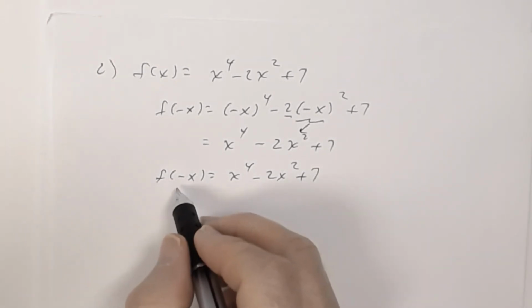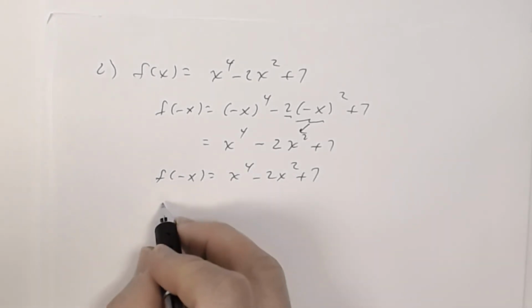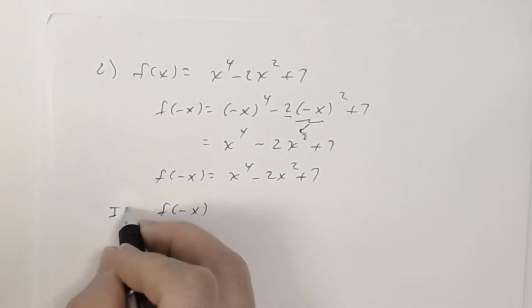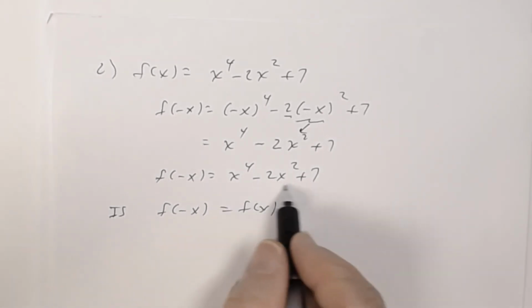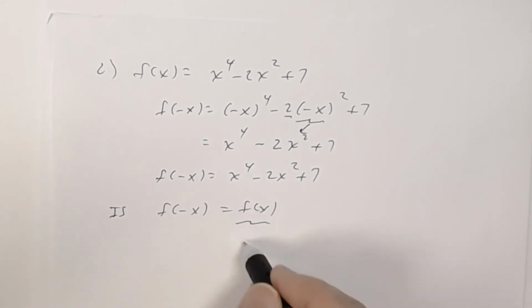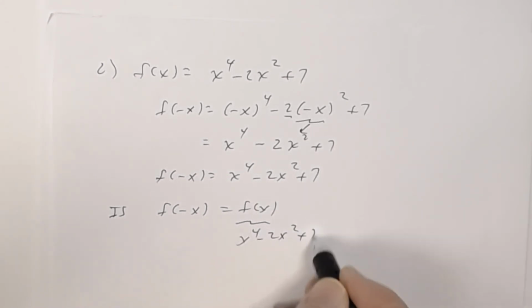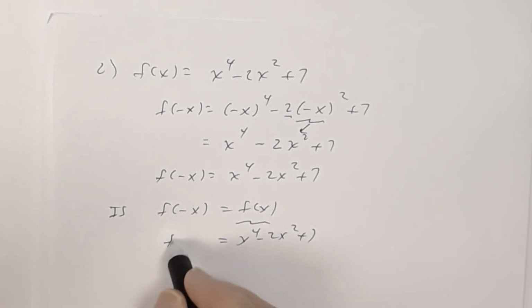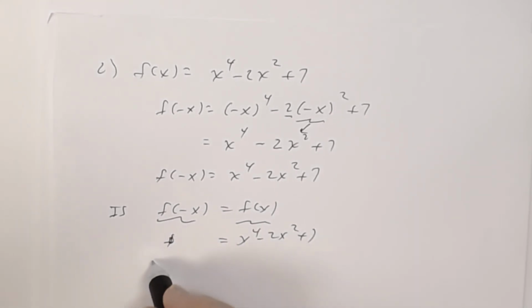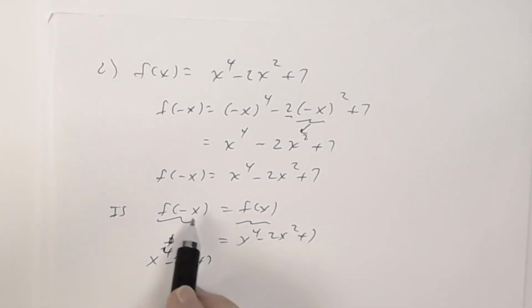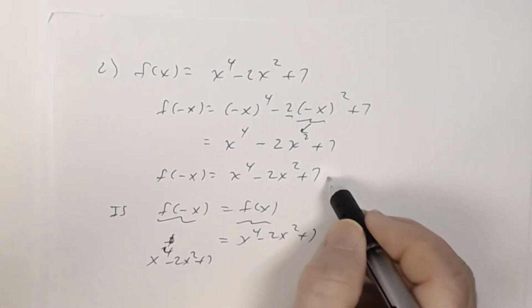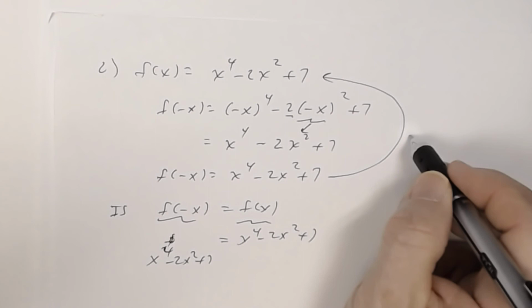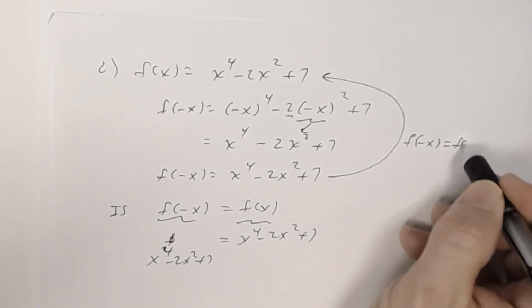You notice, don't you see that f of negative x, which is this, so you can compare, f of negative x is equal to f of x? Yes, because isn't this right here this? And so f of negative x, which is this, those two are equal. So f of negative x is this, f of x is the same thing, isn't it? So they're equal to each other. So this right here is the same as this. So that means that f of negative x is equal to f of x.